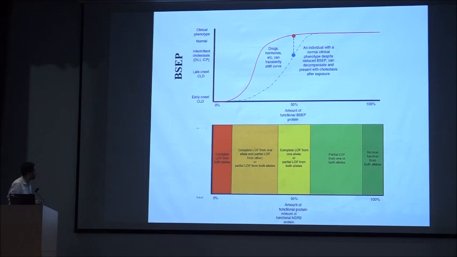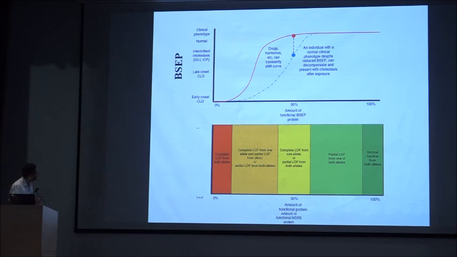Now this can be better explained by this diagram, where the x-axis shows the amount of functional BSEP protein, and the y-axis shows the kind of diseases that can happen, and this shows the kind of mutations. If the patient has severe mutations, the orange and the red part, the amount of functional BSEP protein will be close to 0 to 20%. These patients will invariably present with early onset cirrhosis or CLD.